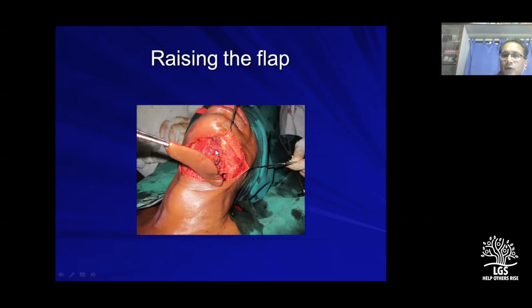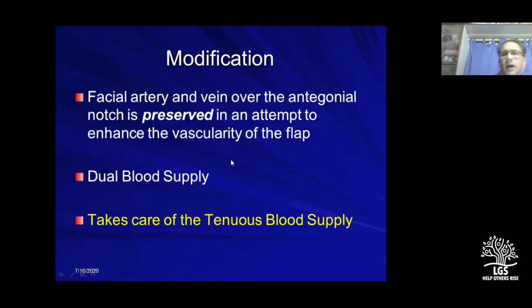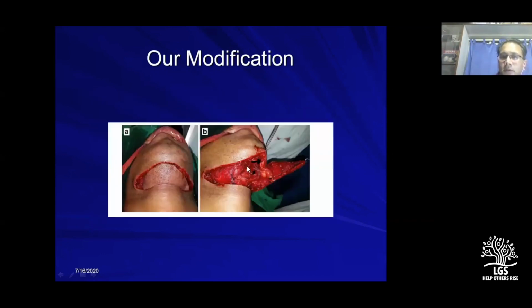Based on wherever your defect is, and the size of the defect, you take the flap and tunnel it accordingly. Again, what our modification was in the classical technique: this is the facial artery supplying the flap, and the facial artery, as you know, in the submandibular region, actually pierces the submandibular gland and goes into the face after exiting outside. So what they used to do in the classical islanded flap was ligate the facial artery at the antigonial notch of the mandible.